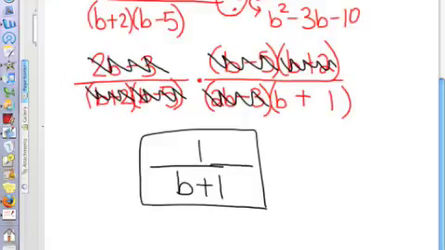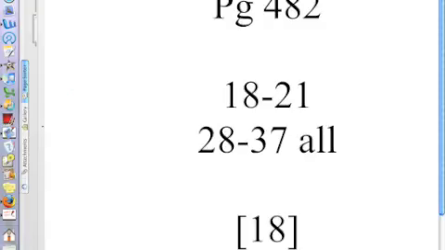So as scary as that problem was in the beginning, it's just taking it one step at a time and doing the operations according to the plan and what you need to do.